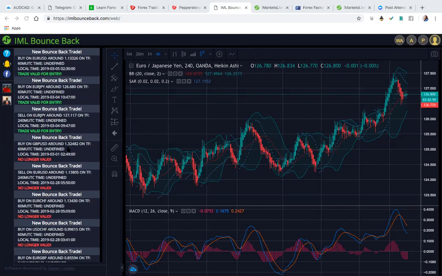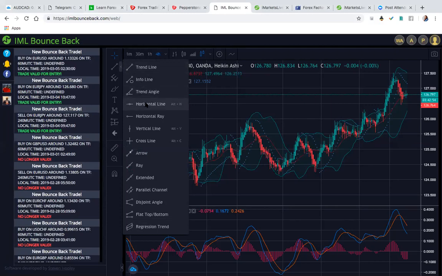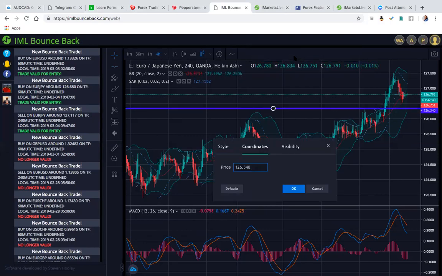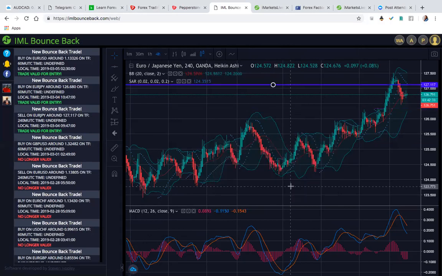So EJ yesterday, confirmations. The first confirmation that we need to do, we need to find out where it's telling us to sell the trade, 127.117. So we already know. Draw a horizontal line, right? And let's see where price was when we were supposed to enter for this sell.